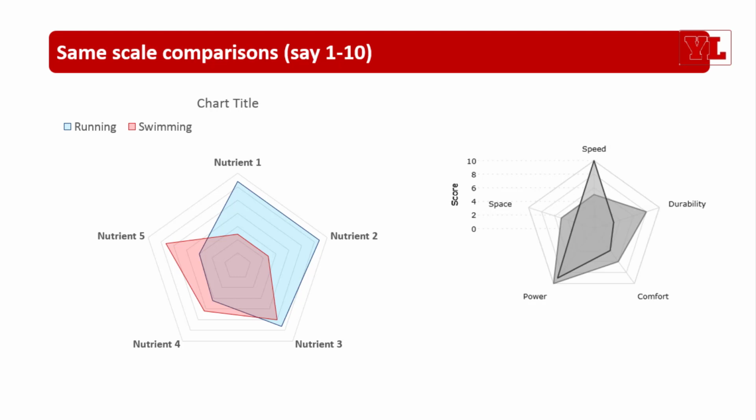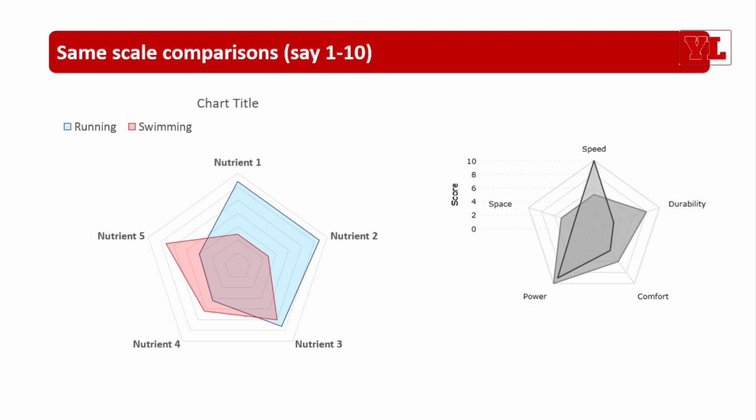Similarly, if I compare two types of cars, one could be very high on speed and one could be better in terms of durability. However, in terms of power, they may both be the same. So it's a good form of comparison of two different variables or two different products on various parameters where they may have been graded on a scale of 1 to 10 or 1 to 20.